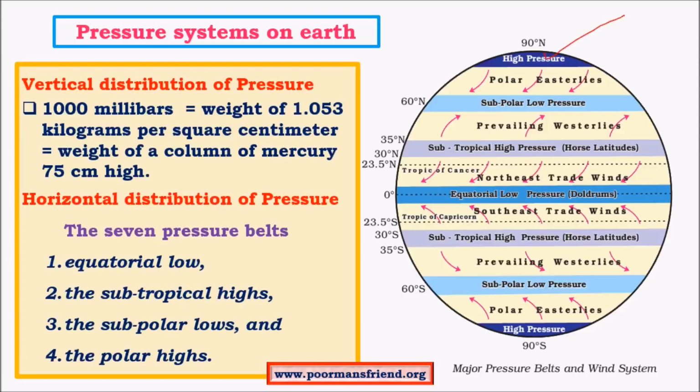So what we see, these are the polar highs at both the poles, and then we have 2 subpolar low pressure belts, one in the northern hemisphere and the other one in the southern hemisphere. Likewise, we have 2 subtropical high pressure belts, and at the equator we have the equatorial low pressure belt.